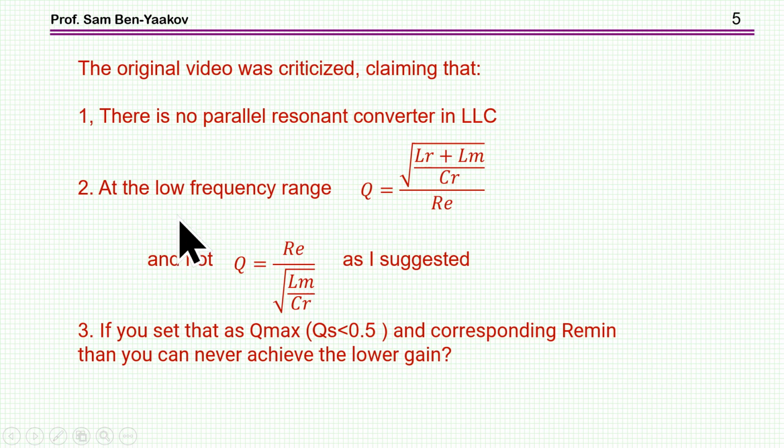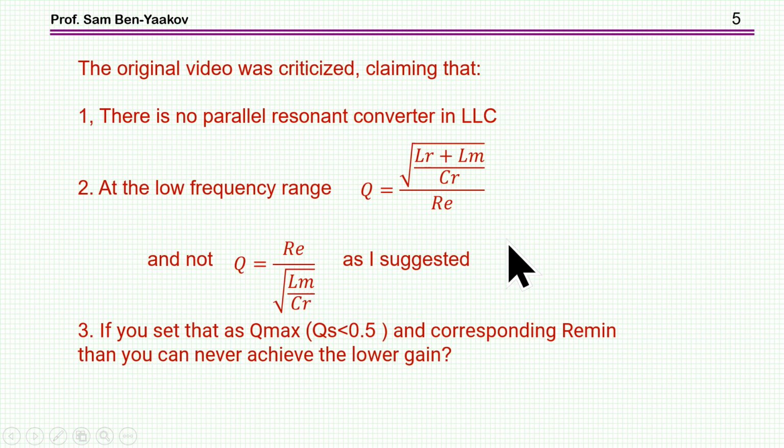Another point that was made is that the Q at the low frequency should be expressed like this. These are the two inductors. This is the characteristic impedance over RE, and not RE over the characteristic impedance as I suggested in the earlier video. Okay, this is one over the other. So either this is correct or this is correct. Both can't be correct. Obviously, you can define Q as you wish, but the question is what is the correct way to do that?